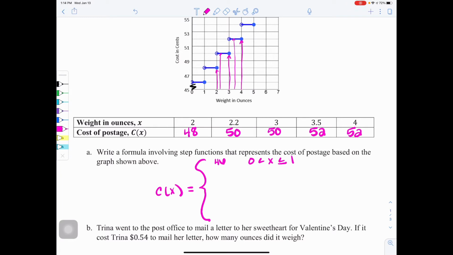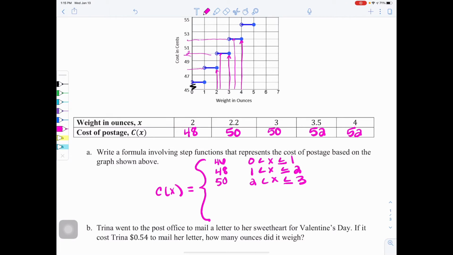The next line, if we were to extend it, would cross the y-axis at 48. So we have 48 that we're going to use from 1 to 2. So 1 is less than X is less than or equal to 2, again, because an open circle on 1, but a closed circle on 2. Our next line would cross at 50. So we have 50 that we're using from 2 is less than X is less than or equal to 3.